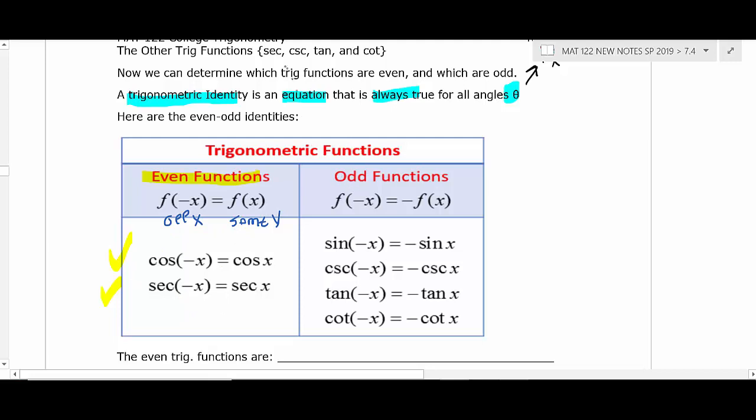It turns out that we have four odd functions. I keep saying this backwards. They are the sine, cosecant, the tangent, and cotangent.